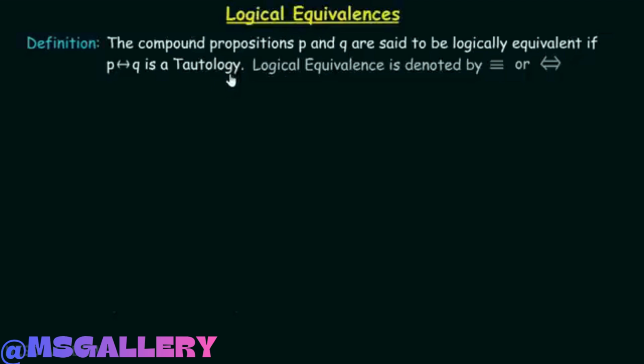Now what does it really mean? When P is true, then Q has to be true, and when P is false, then Q has to be false. Then only it will be a tautology, right? Logical equivalence is denoted by this sign or this sign.